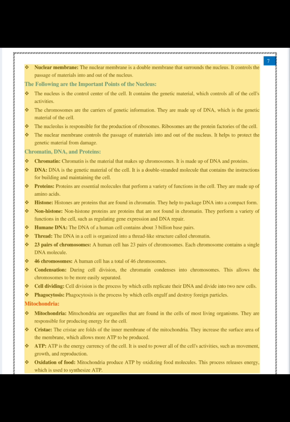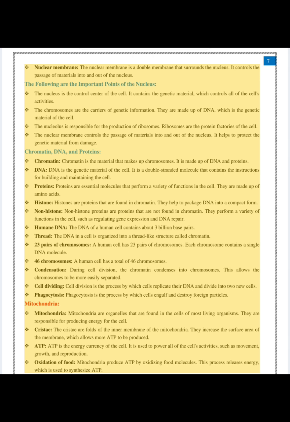Mitochondria. Mitochondria are organelles that are found in the cells of most living organisms. They are responsible for producing energy for the cell. Cristae. The cristae are folds of the inner membrane of the mitochondria. They increase the surface area of the membrane, which allows more ATP to be produced.